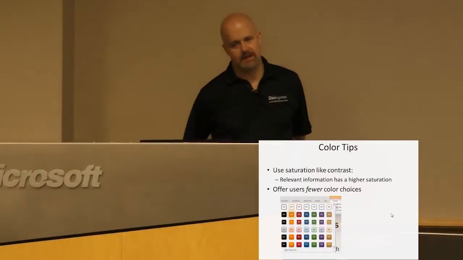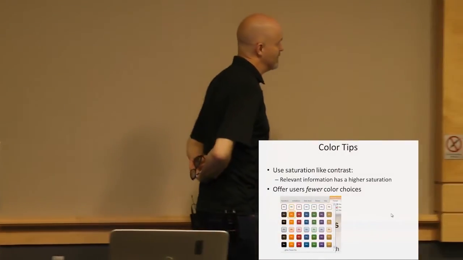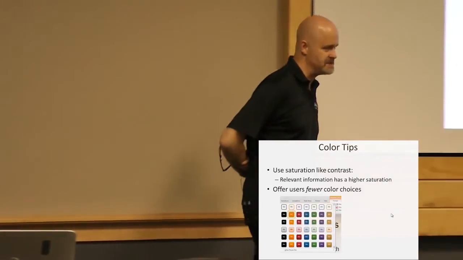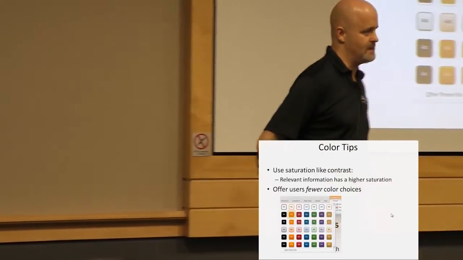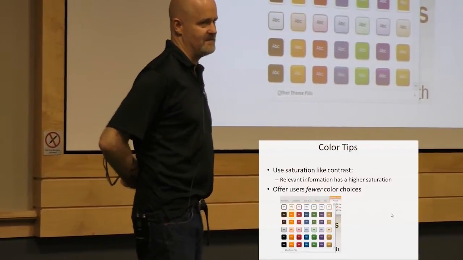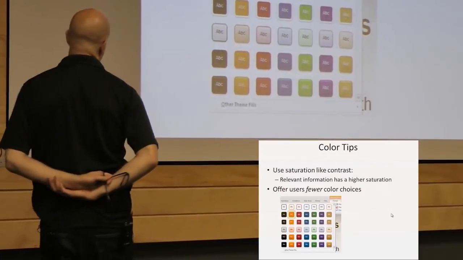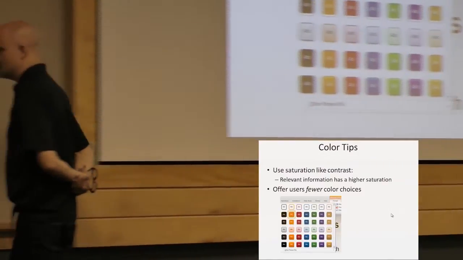So use saturation like contrast. This is a color tip. Relevant information can have a higher saturation. So I could, for example, highlight something in blue or maybe red, although if you highlight in red, to some folks it looks black, right? Some of the colorblind folks. But you can highlight with color.